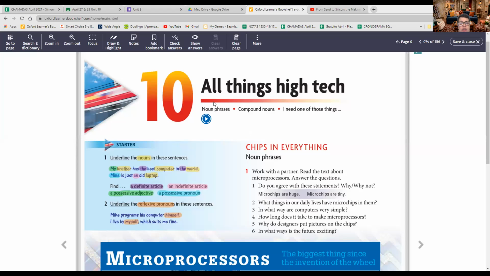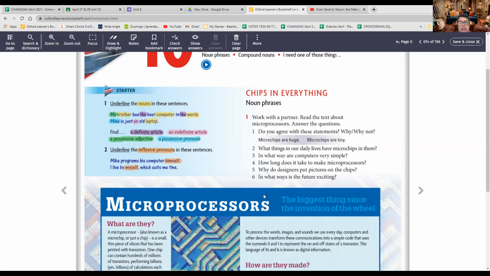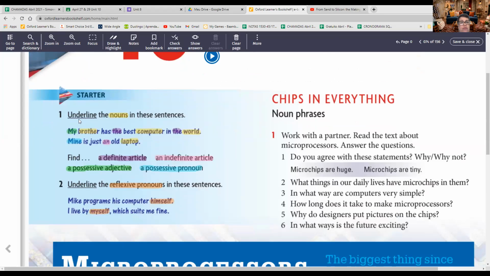Maria, good. So this lesson has as a title, All Things High Tech. So it's technology, right? And we will see something about microprocessors. But before that, let's take a look at some important points that this lesson will bring us, all right? So we will start by checking out a few details here. First of all, in activity one, they want us to underline the nouns in these sentences.